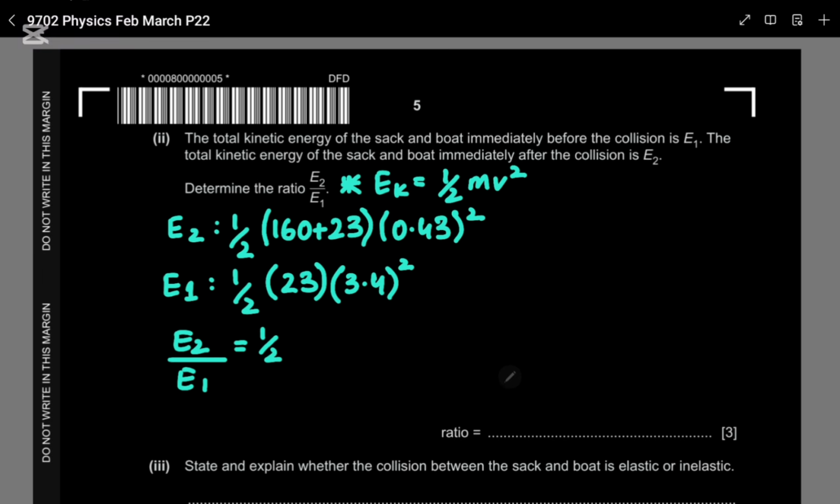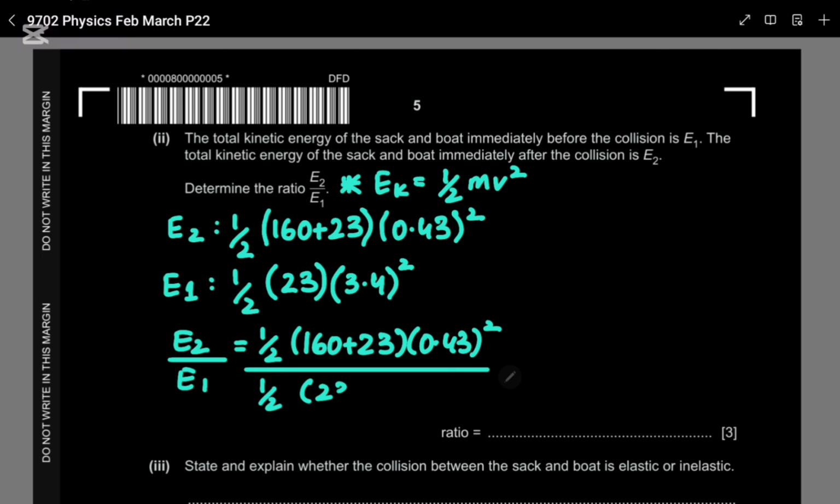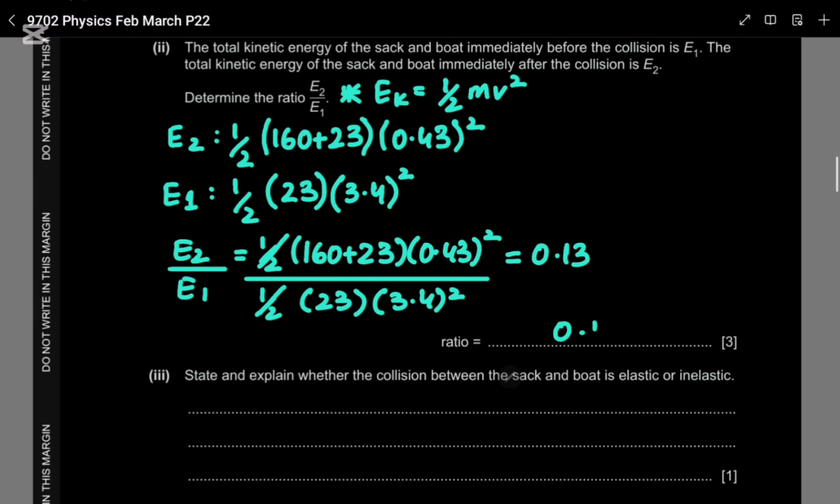So let me just write it out so you guys don't get confused. 160 plus 23 into 0.43 whole squared, over half into 23 into 3.4 squared. Half and half cancels out, so you can just directly substitute this into your calculator. 23 into 3.4 whole square. So I get an answer of 0.13 to two significant figures. So 0.13.